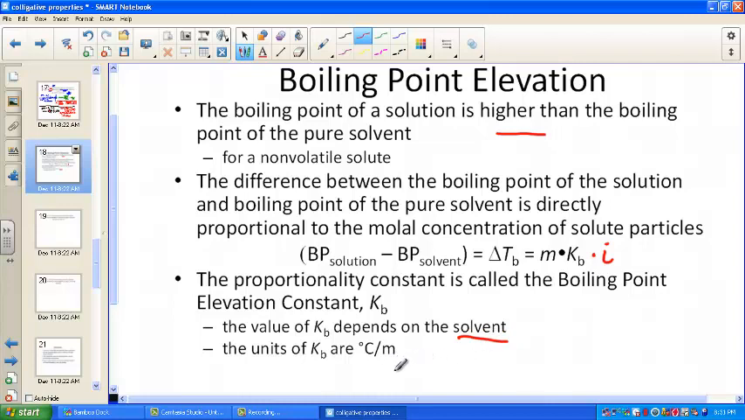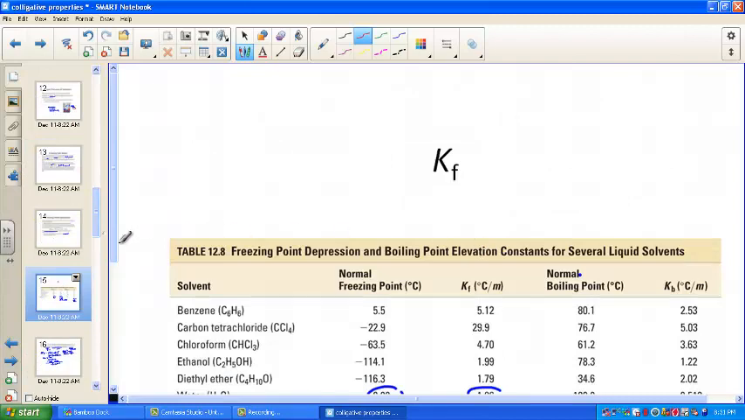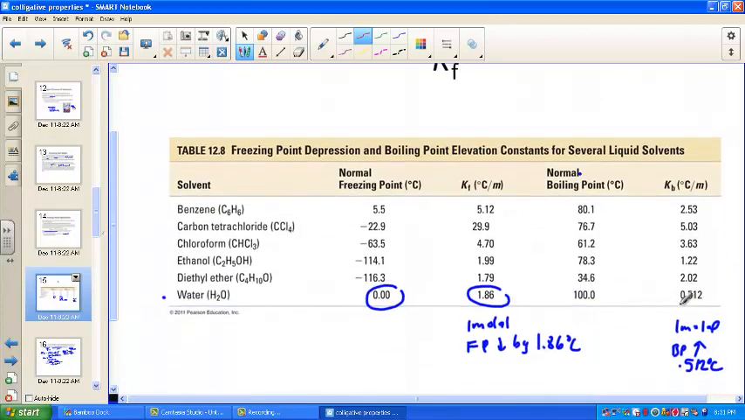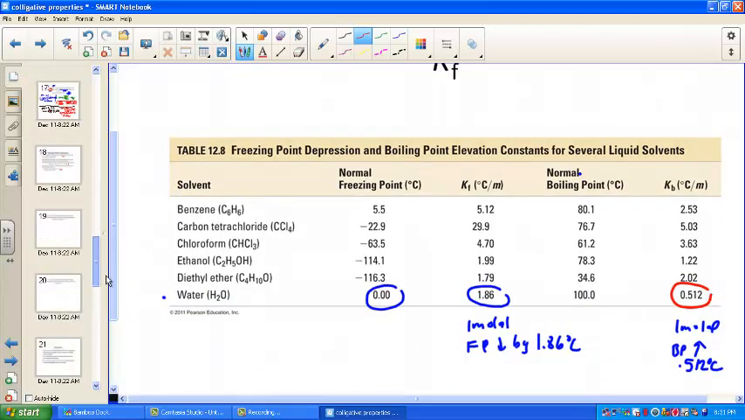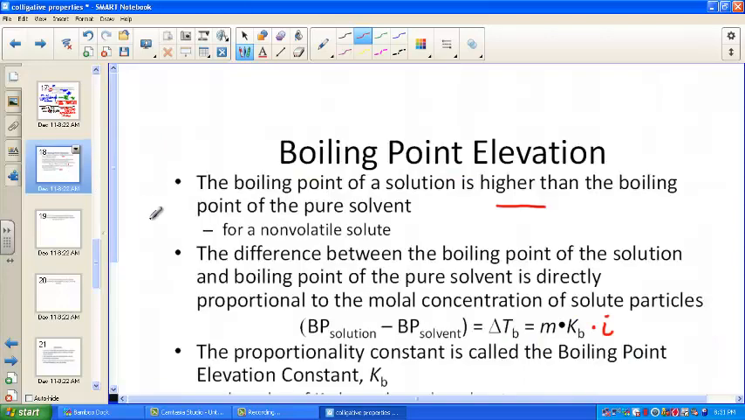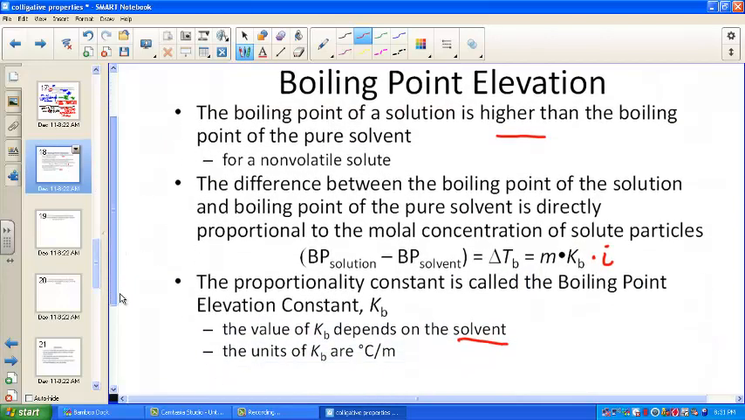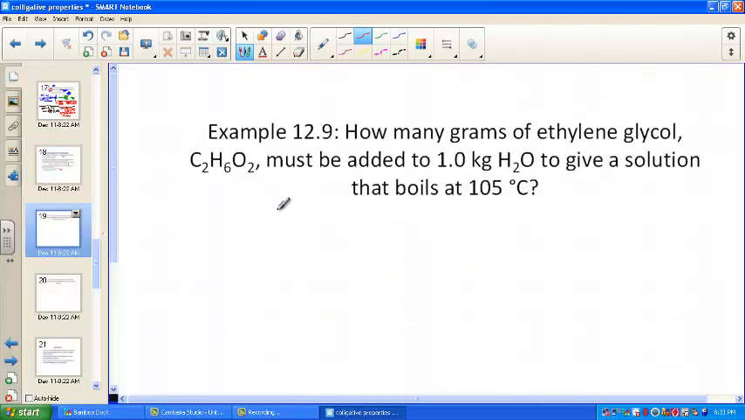0.515 is the boiling point constant for water. Now I say that, and it might be 0.512. Yeah, our book records it as 0.512. I memorized it as a student 1,000 years ago as 0.515, so I'll stick with 0.512 to be consistent. Let's model one of these problems.